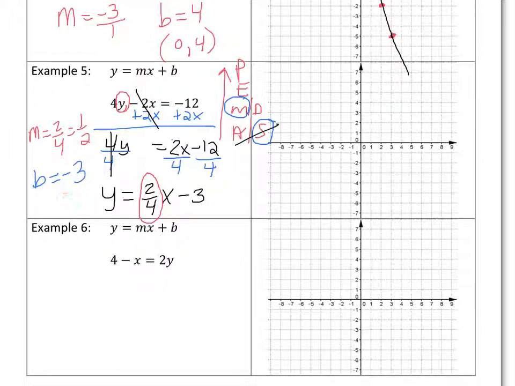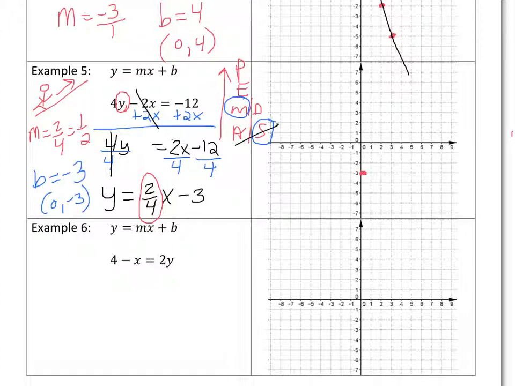Start with the y-intercept, and that location is 0, negative 3. So we've got 0 and negative 3. There's our y-intercept right there on the y-axis. And let's look at our slope. Our slope is positive, therefore we're walking uphill. So let's go up 2.